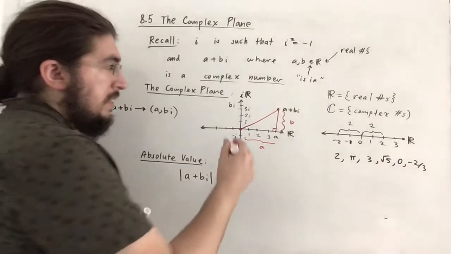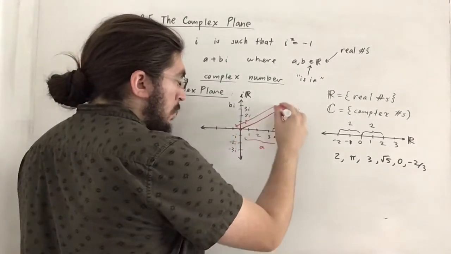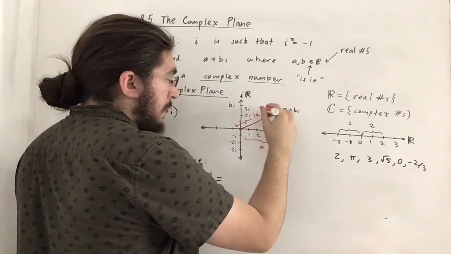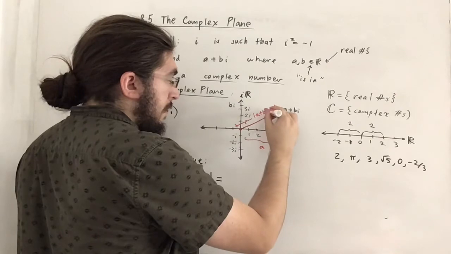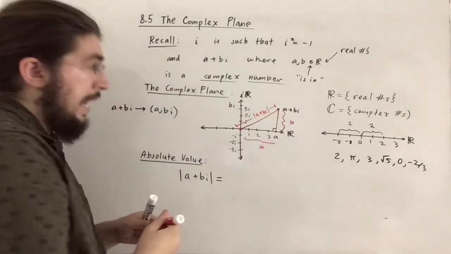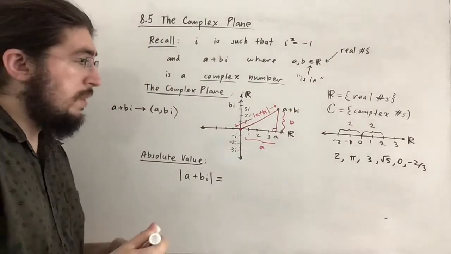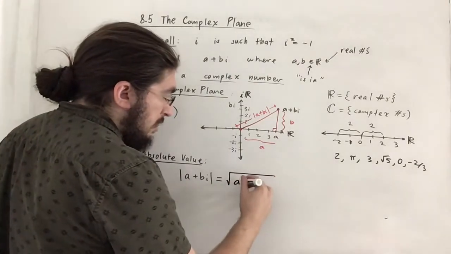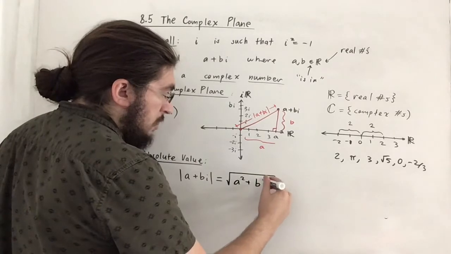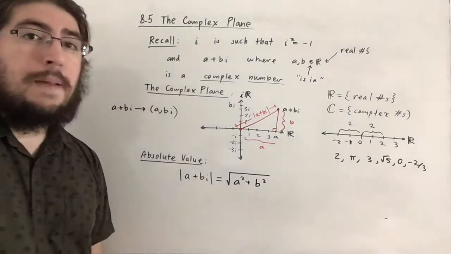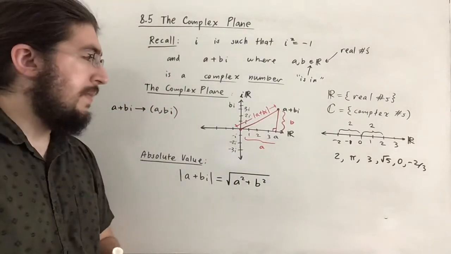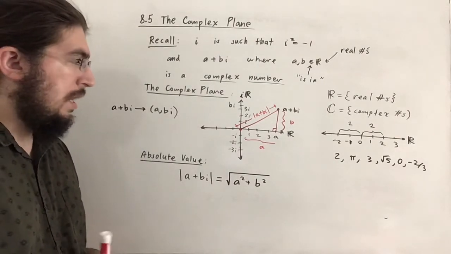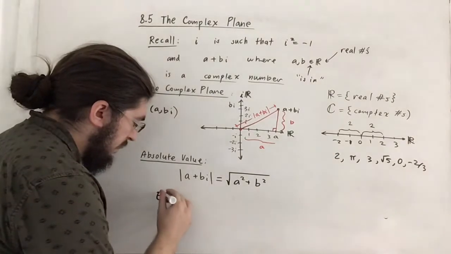So with that being said, the distance here would be what? This distance would actually be the absolute value of a plus bi. Perfect. And we can find that using the Pythagorean theorem. Really, it's just the square root of the sum of the squares of the components. This should remind you very much of magnitude with vectors. Basically the same thing, actually. So I haven't given us any space here for examples. Maybe I could just throw in one example here for absolute values.